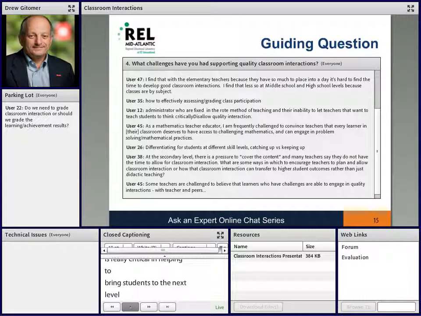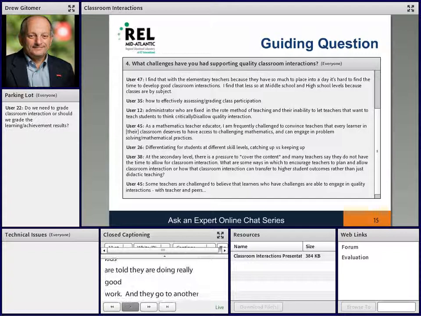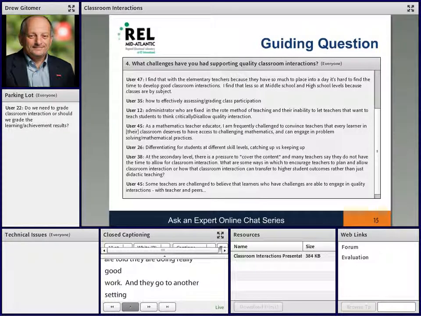I think that one of the things we don't do enough of, and that we should do, is this sort of institutional checking. One potential we have to improve the system is by doing some cross-checking. So one of the things that we sometimes see is that kids are told they're doing really good work, and they go to another setting, and it's not a quality that's expected in other settings.